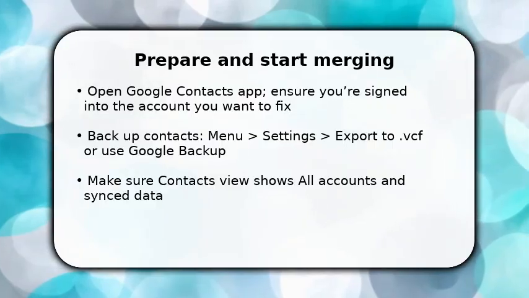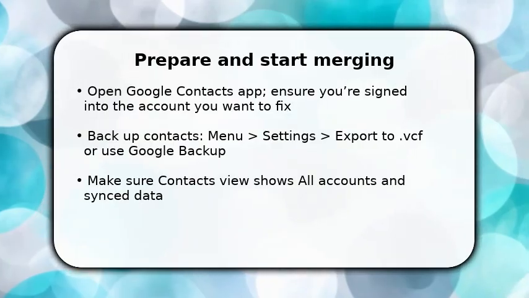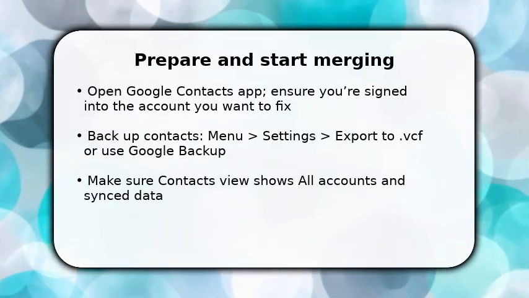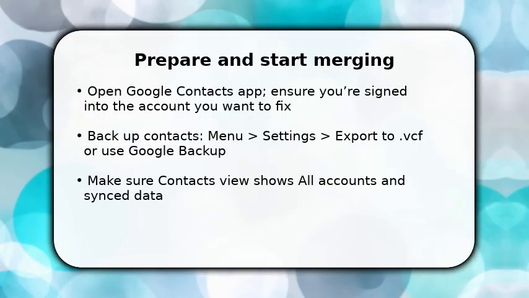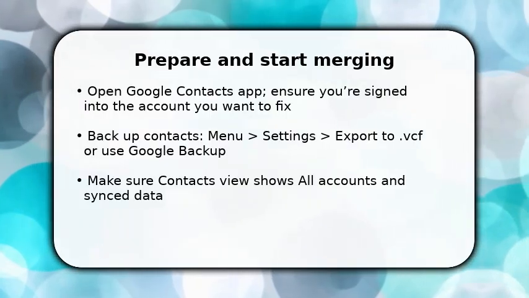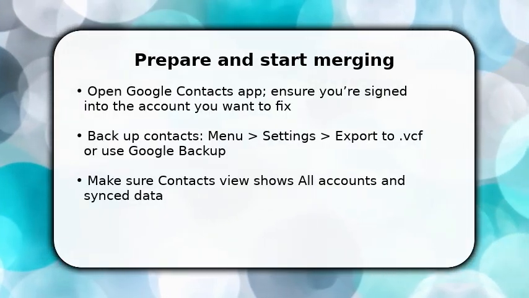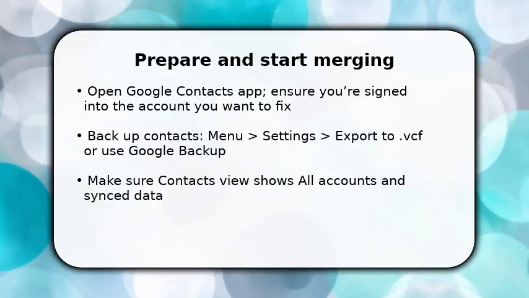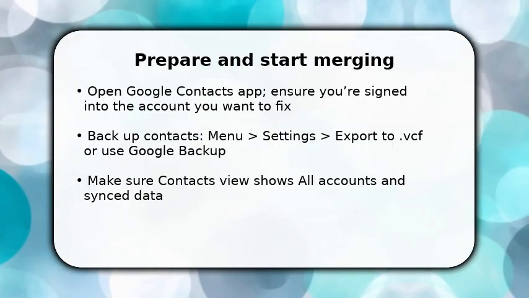You'll start by confirming accounts and creating a backup so you can undo changes if needed. Open Google Contacts and make sure you're signed into the Google account holding most contacts. Once done, export a VCF backup or use the device backup so you have a copy.